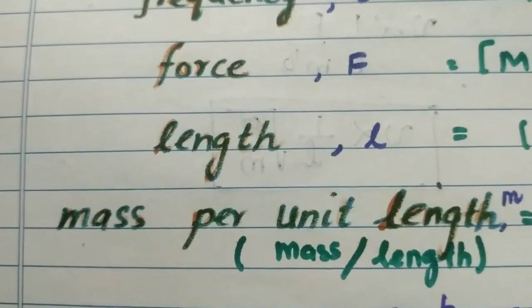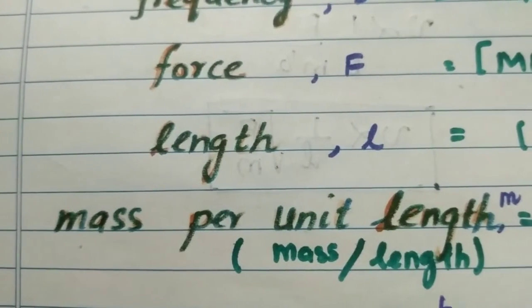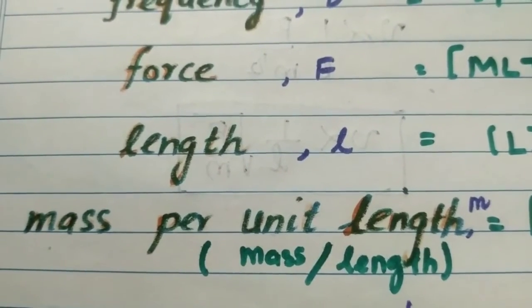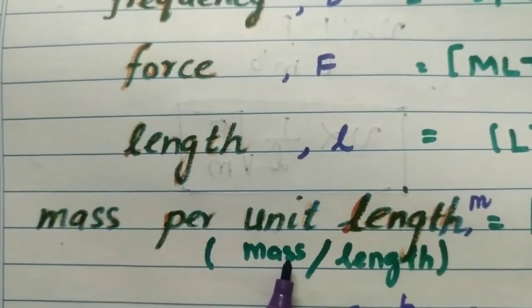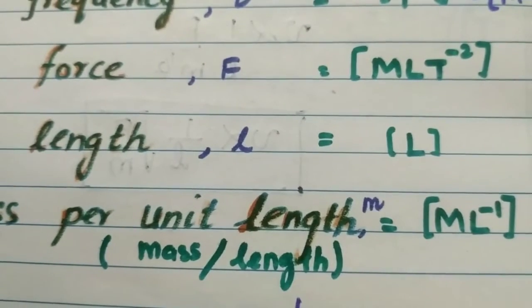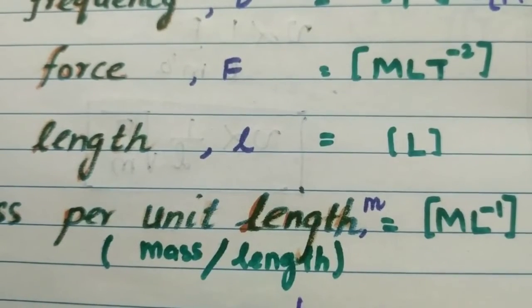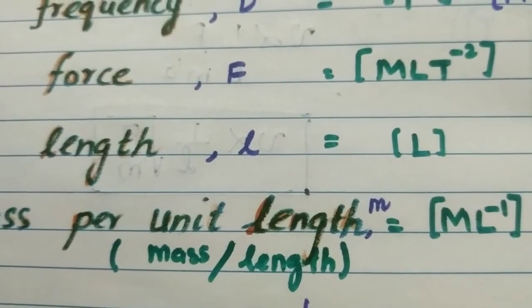What is mass per unit length? That is mass by length, which is taken as a small letter m, which is equal to, in the formula we have mass by length. Okay. So then what should the dimensional formula be? The length has to be included. Okay? So that is M by L, that is M L power minus 1. Okay. Now let us write the equation.